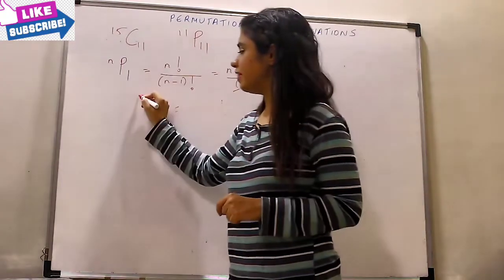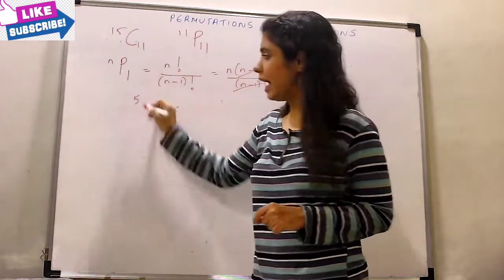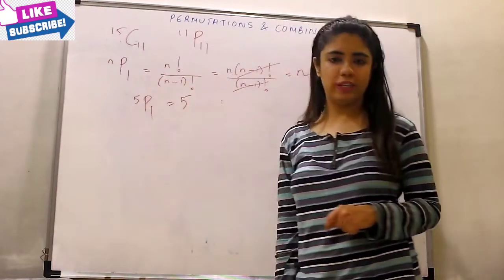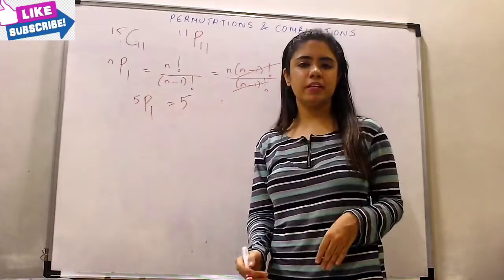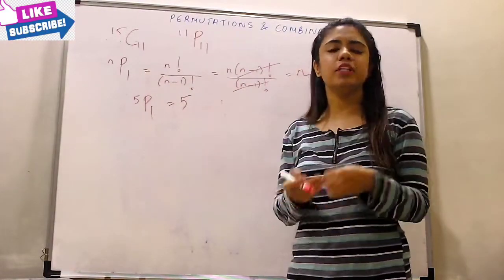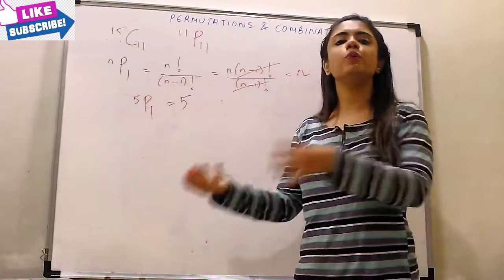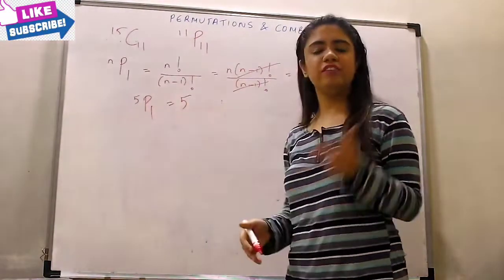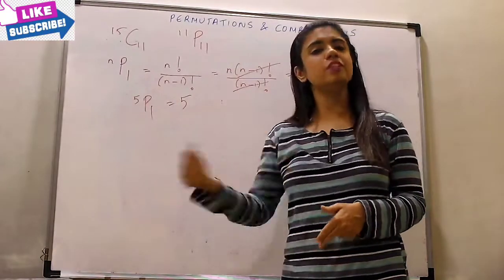So for example, if I had 5 subjects, I had to arrange 1. So my answer will be 5 only, correct? It's the same as combination. Arranging one subject or selecting one subject is the same thing. What are you going to arrange in one subject? It's the same as selecting. So 5p1 is 5, 10p1 is 10, 10c1 is also 10.